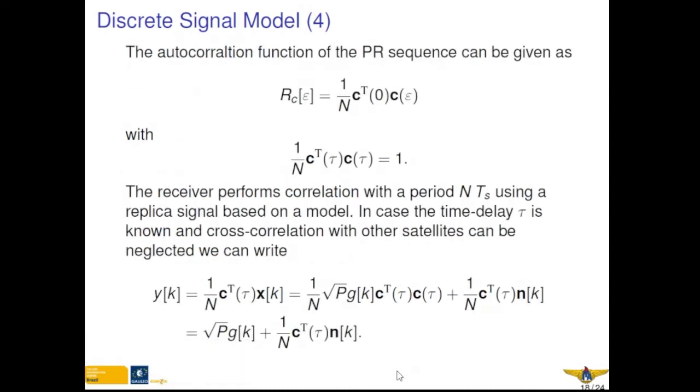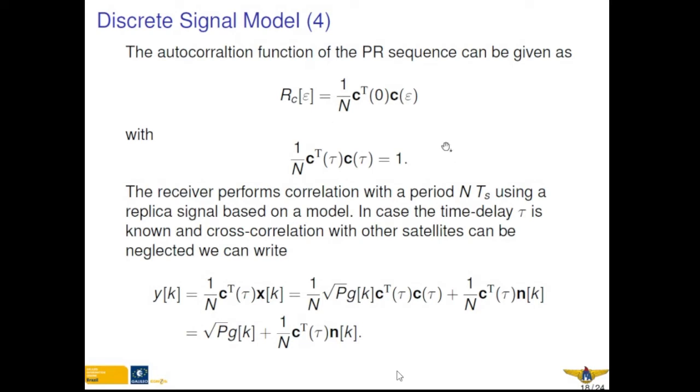Yeah, we can also define the autocorrelation function now in discrete time. So R_c of epsilon, and now we have these brackets. Now we correlate c of tau with c of epsilon, and this is how we get the autocorrelation function. We also assume normalization of the sequence, so c transpose times c divided by N is 1.